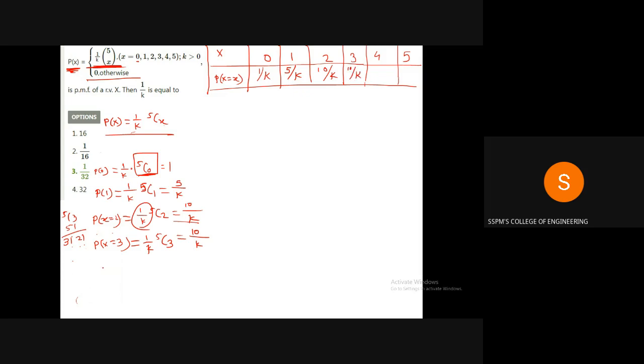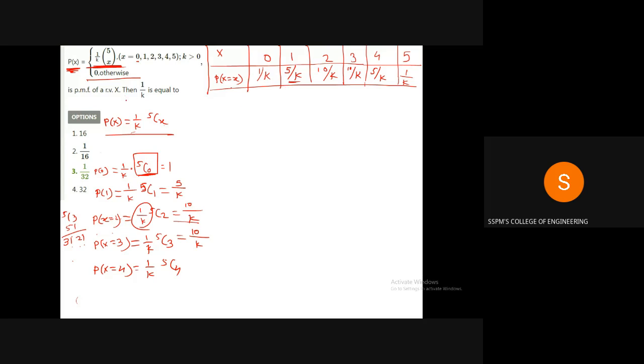Now for p of x is equal to 4, which is equal to 1 upon k 5C4. So what is the value for this? It will be again like this value, very same to this. So it is 5 divided by k. Again for x is equal to 5, we have 1 by k. So these are the probability distribution for each value of x.